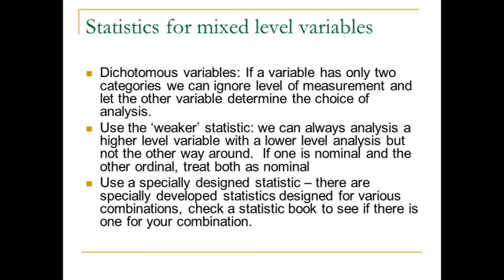If you have a dichotomous variable, the variable only has 2 categories, then we can ignore that level of measurement and let the other variable determine the choice of analysis. You should also always use the weaker statistic. If you have, let's say, a nominal level variable and an ordinal level variable, it's better to treat both as nominal and be conservative in the way that you interpret your results. Also, you can use a specially designed statistic. There are specially developed statistics designed for various combinations, and you can check in the statistics books to see if there is one for the combination you want to assess.